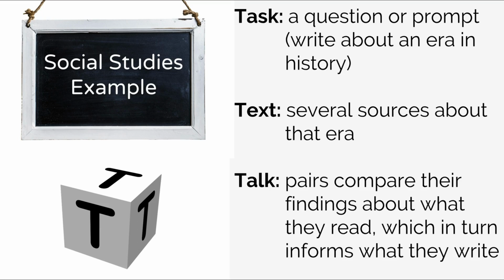On the screen, you'll see a social studies example of Task, Text, and Talk. We start with what we expect students to know and be able to do, which is the task. In this case, students will write a paper about a major era in history. Before they can start writing, we ask students to read several sources about that era. Small groups of students may be researching and reading different parts of that time period.